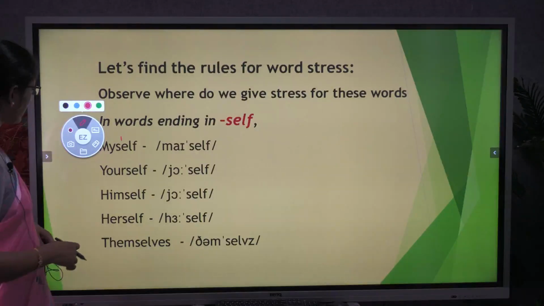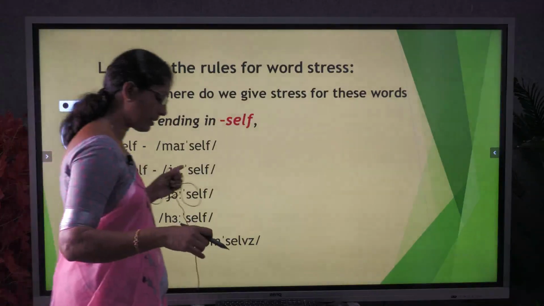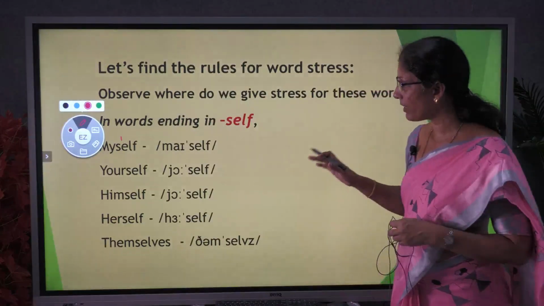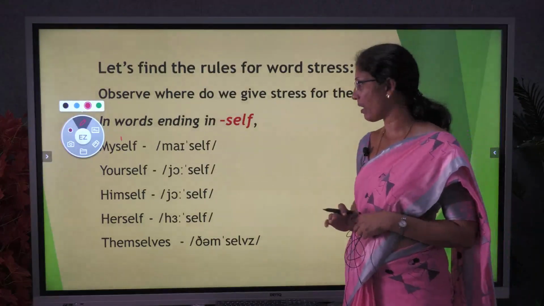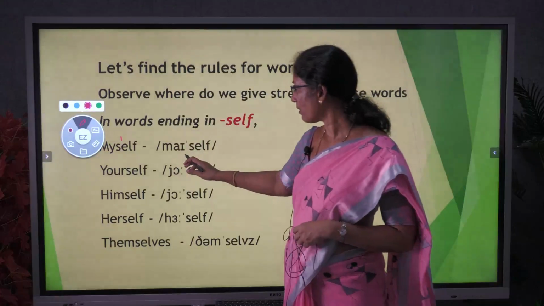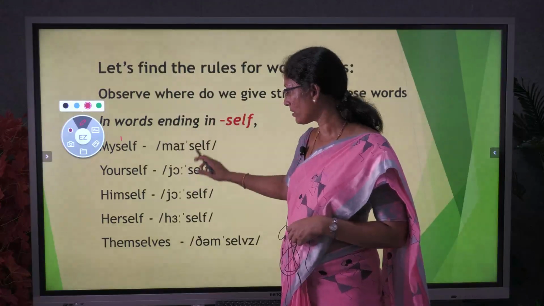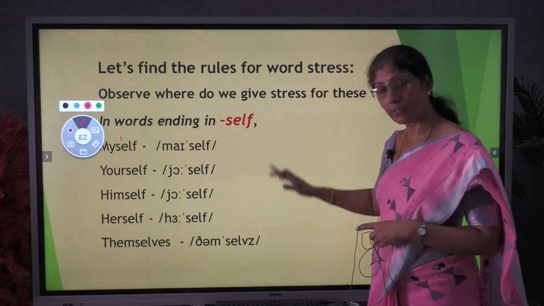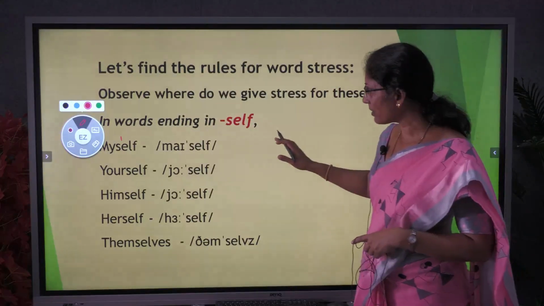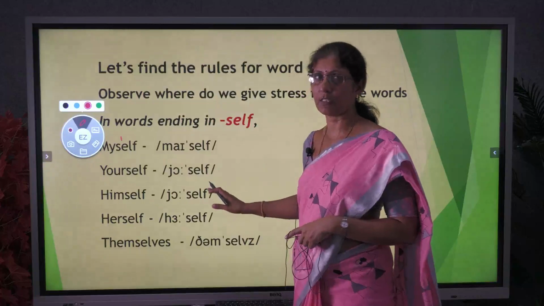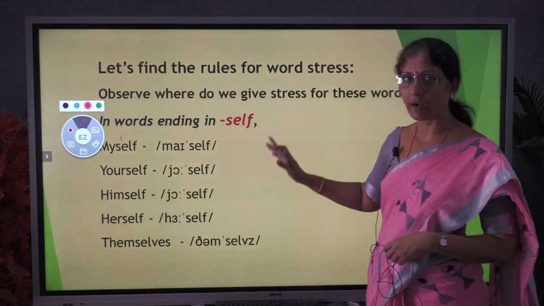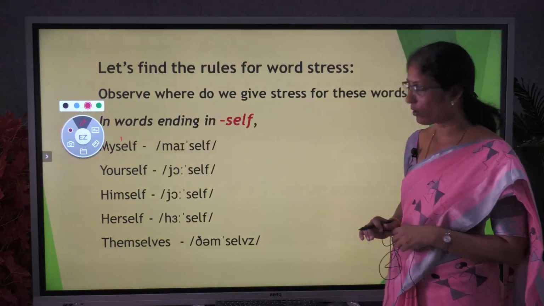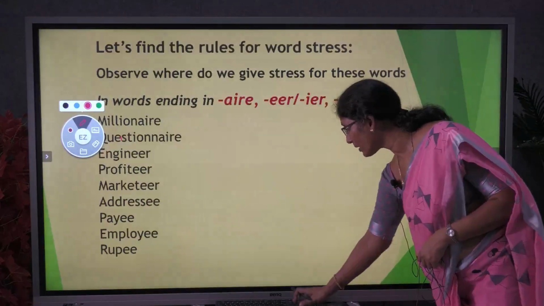So this is the slide with the phonetic transcription, so that you can easily identify the syllabic division and the stress mark. You see this one: myself, yourself, himself, herself, themselves. That means the stress is on the suffix itself when self is added to pronouns. This is one rule. Let us move to the second rule.